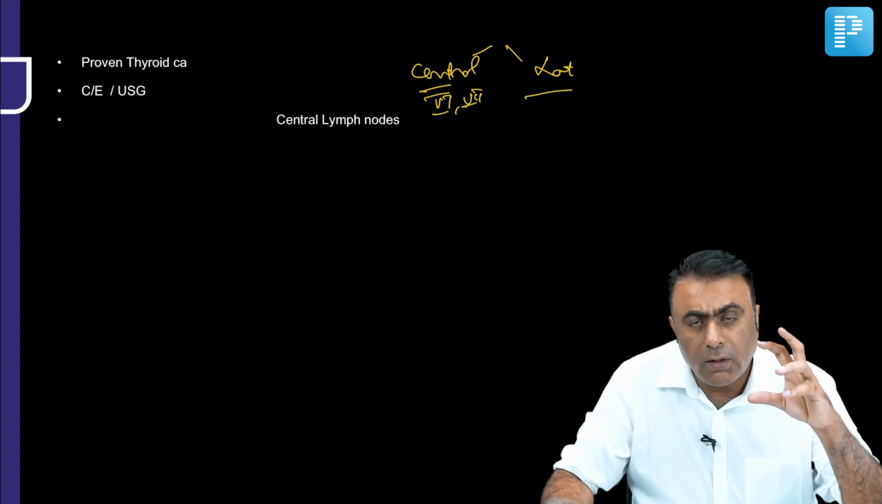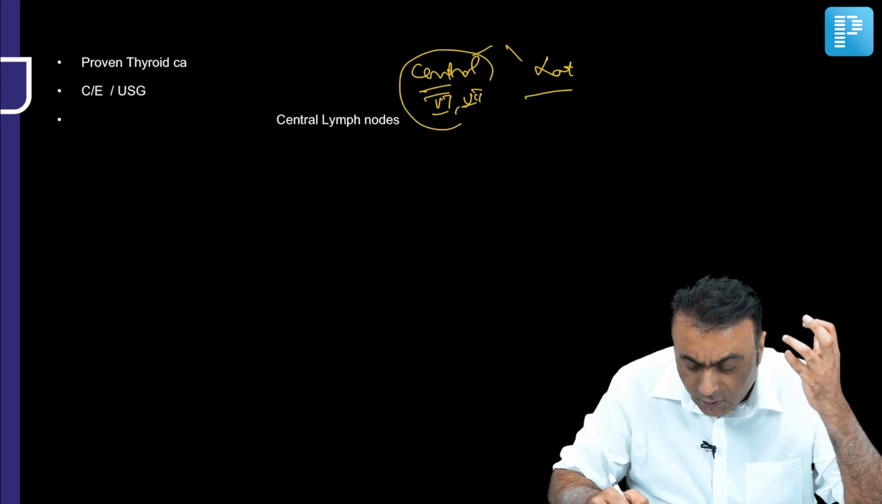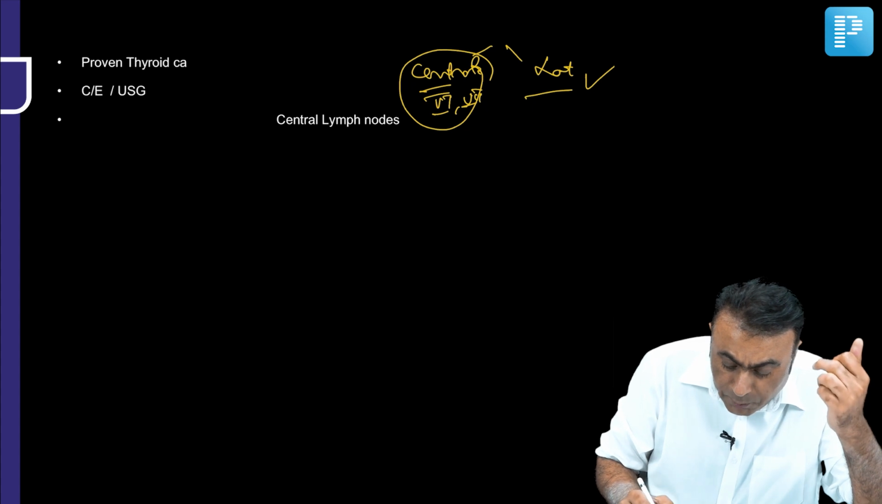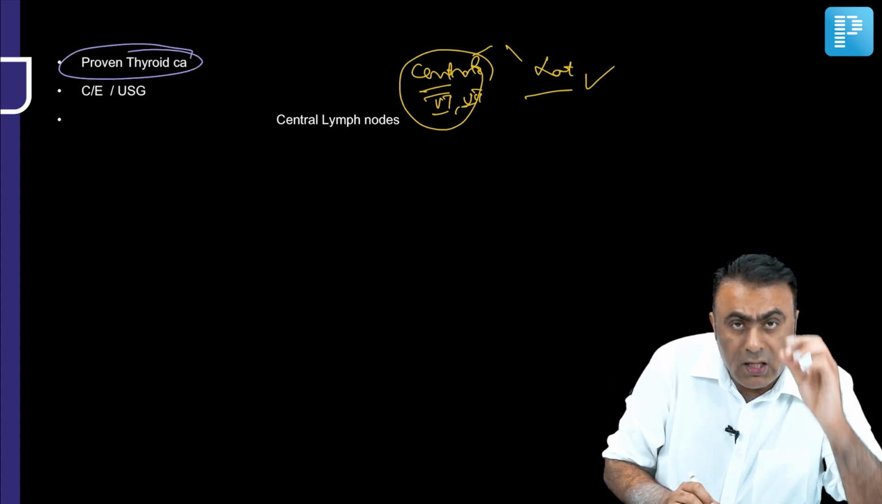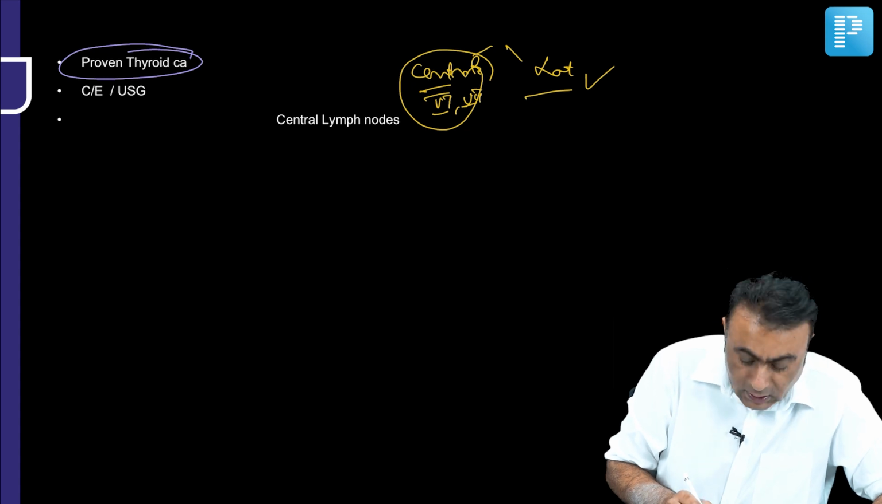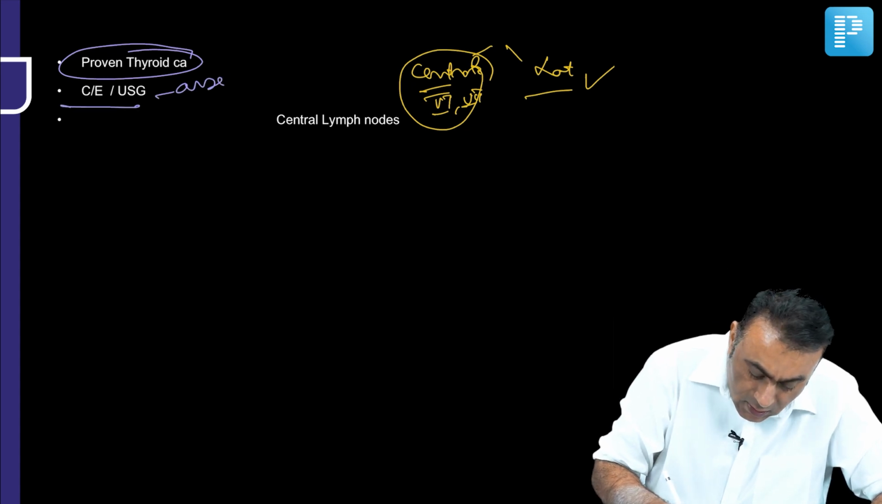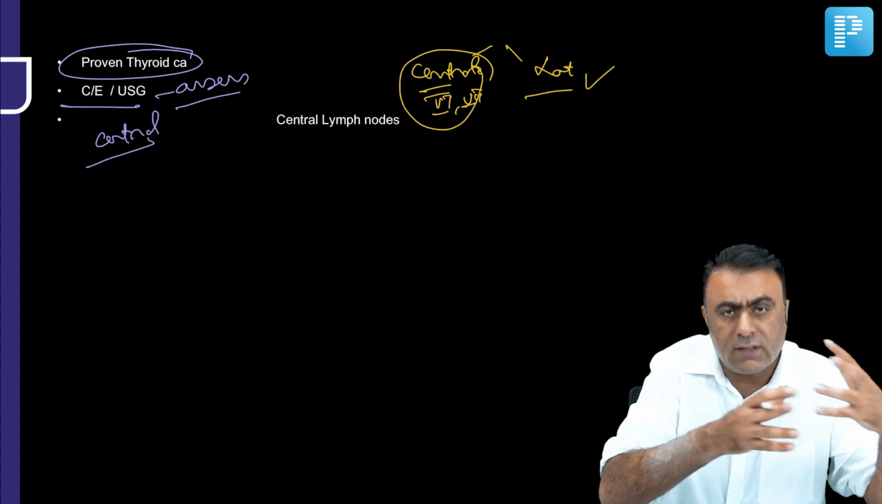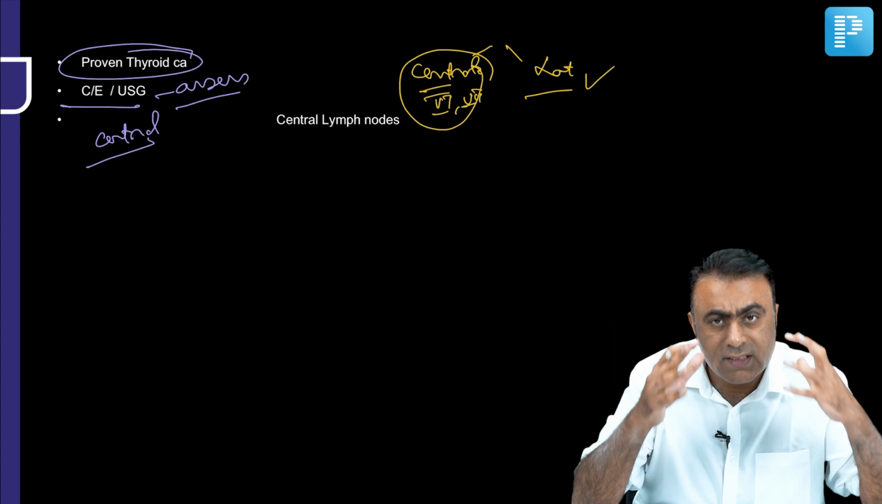So let's first talk about the management of these central lymph nodes, and then we'll talk about the management of the lateral group of lymph nodes. Whenever we have a patient with a proven thyroid cancer, preoperatively with clinical examination and radiologically with an ultrasound, we assess the central group of lymph nodes. You do ultrasound of the neck to assess the central as well as lateral group of lymph nodes. Okay. So first I'll talk about central lymph nodes.